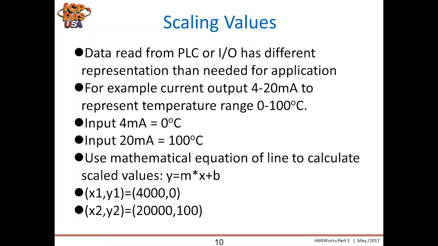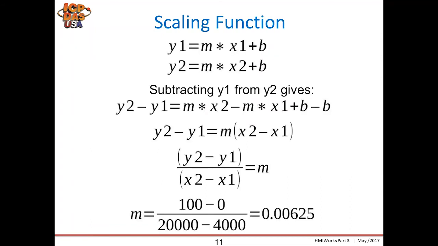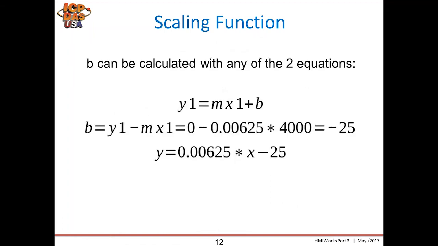We will need to use the math equation y = mx + b to calculate the scaled values. After we solve the function, the ratio m will be equal to 0.00625. We'll use this number for the functions. b will be negative 25 after solving the equations.